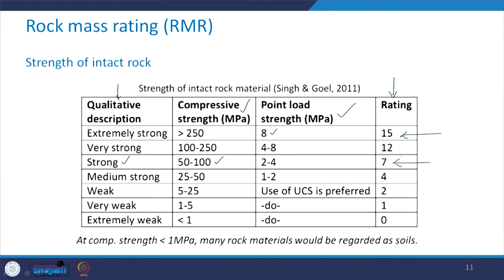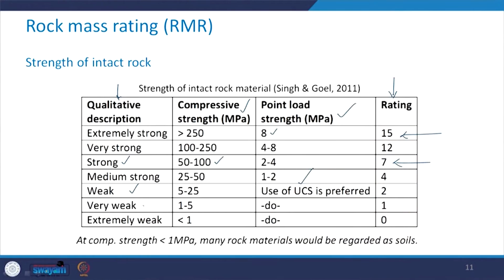Now, as I mentioned, in the case of poor or weak rocks, the use of UCS is preferred rather than the point load strength. So, in the last three categories, that is weak, very weak and extremely weak, one must rely on the UCS value and should not go for the point load strength.